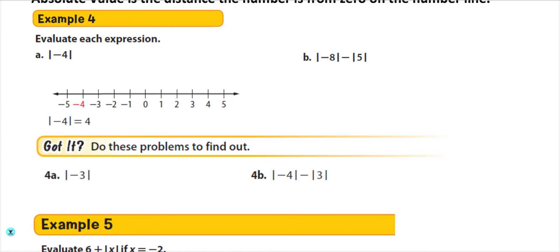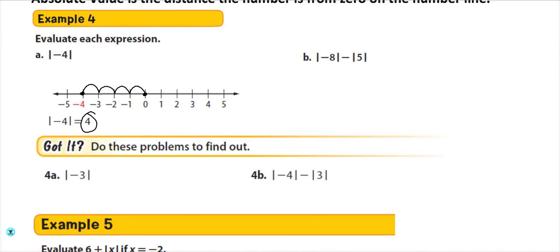All right, so let's take a look at number 4 here. Letter A says those bars mean the absolute value. So how far away from 0 is negative 4? Well, let's use the number line here to illustrate so you can get the mental picture of it. So if I put my dot here at negative 4 and I need to go to 0, how many jumps is it? Well, when I go from negative 4 to 0, I'm going to jump 1, 2, 3, 4. So the answer is 4.